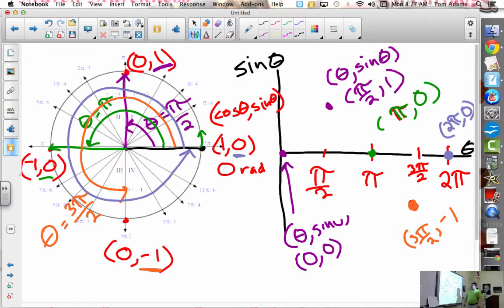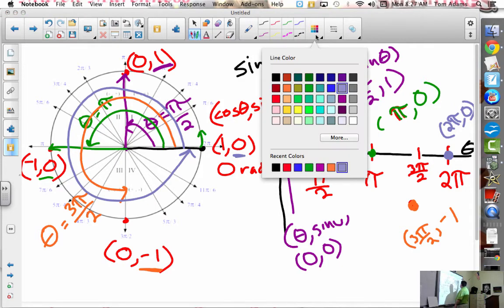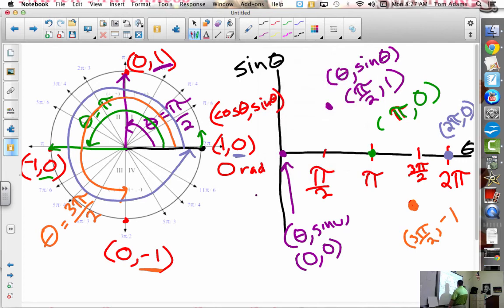So if I were to graph sine, what it looks like is this. It looks like it goes from this point to this point, and that's our function of sine.